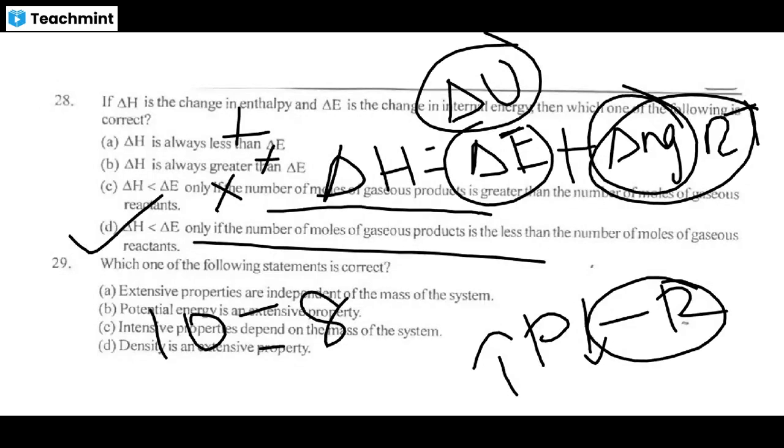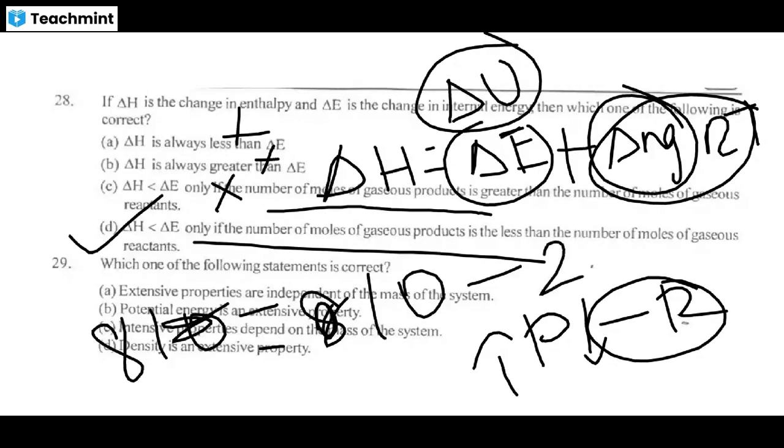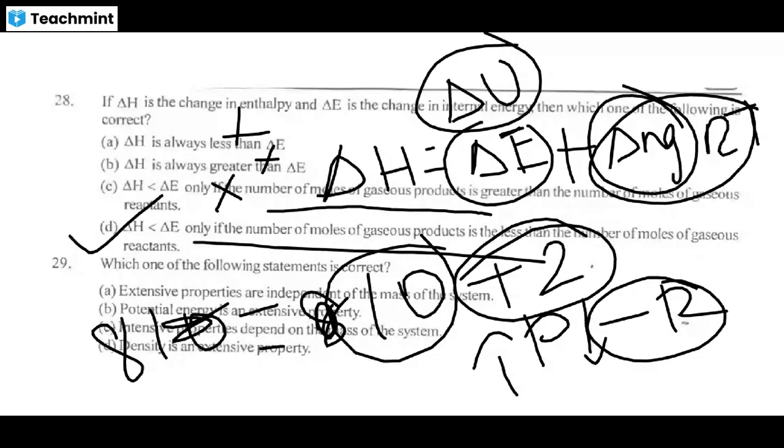so delta E is high. Means you take 8, this is 10 minus 2. So something negative means this is higher, something positive means this is higher. So simple mathematics you should know.